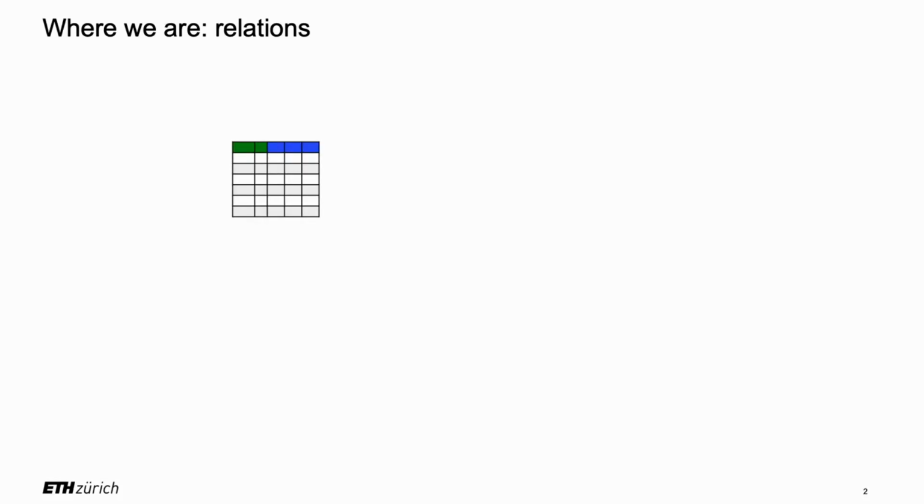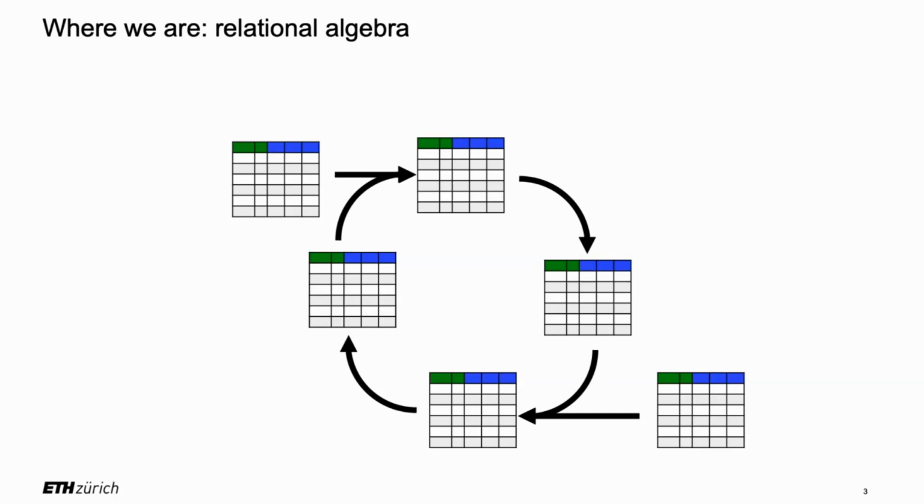So we looked into tables that you saw are also called relations. We looked at the relational algebra, which is a way to manipulate tables. So you know now selection, projection, aggregation, sorting, join, theta join, union, intersection, subtraction. So all these things that we can do with tables are called the relational algebra.